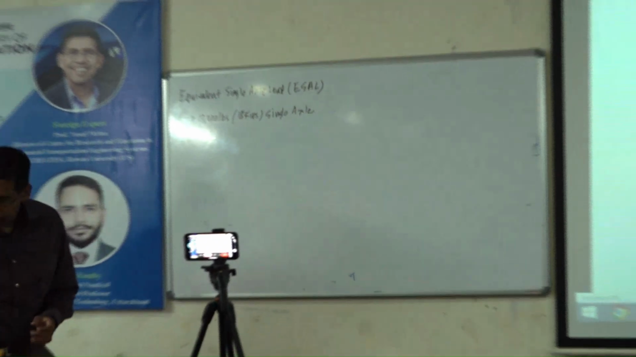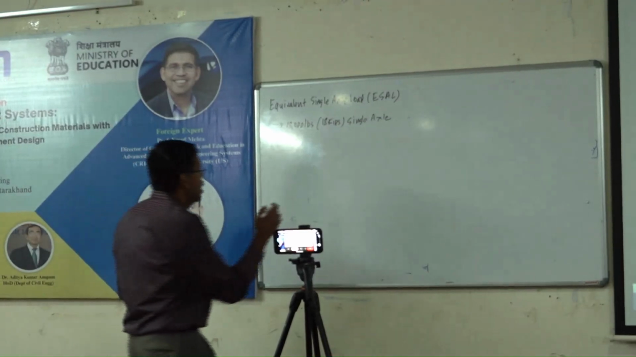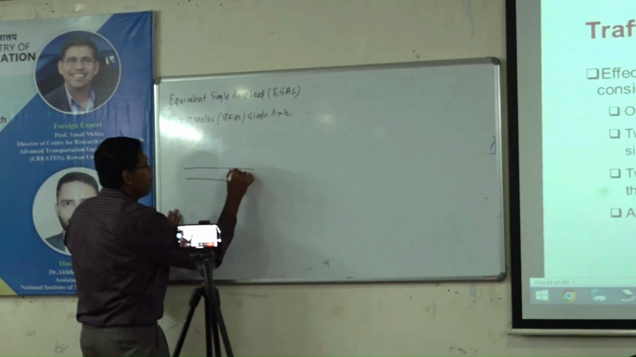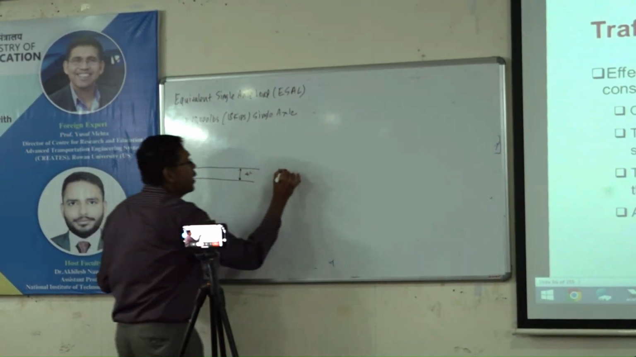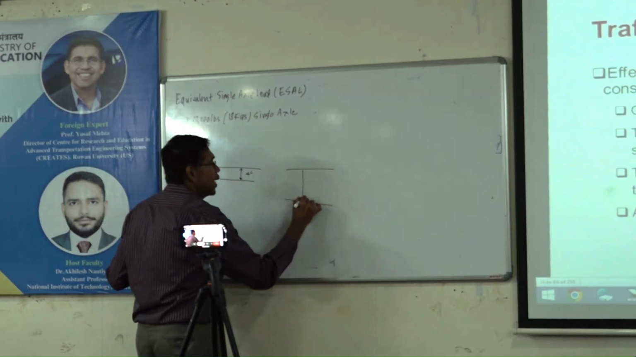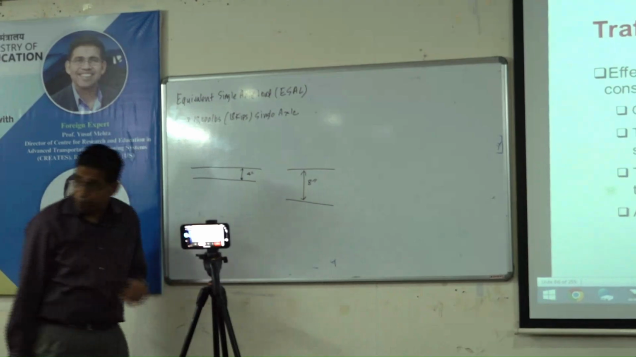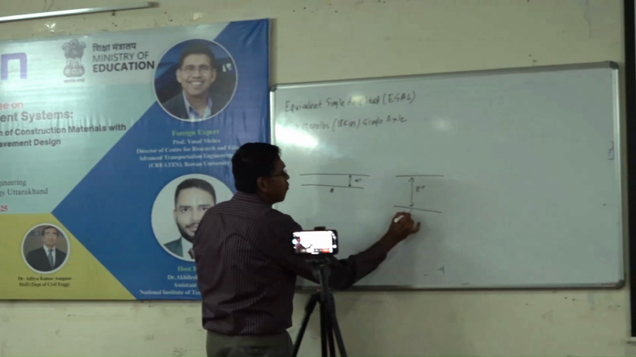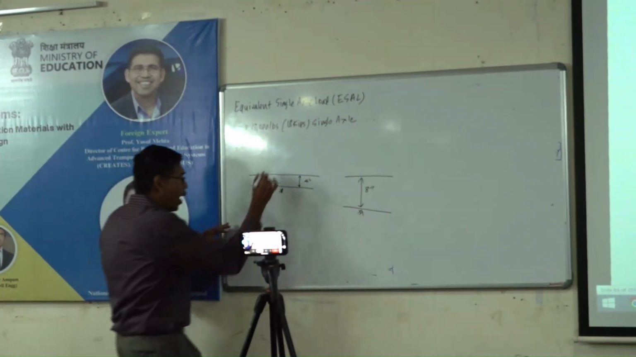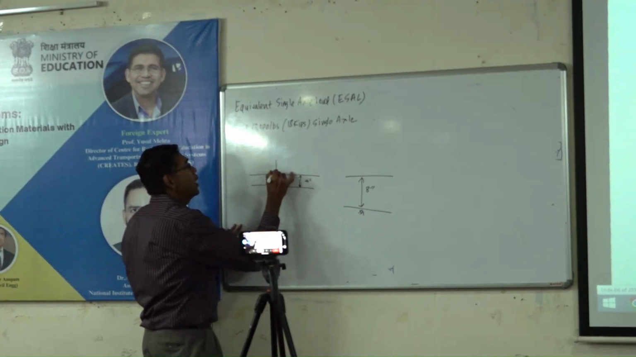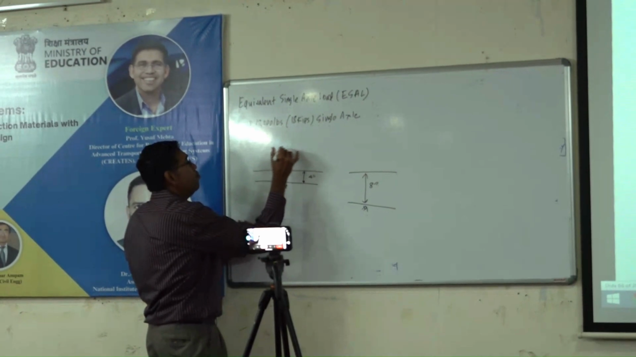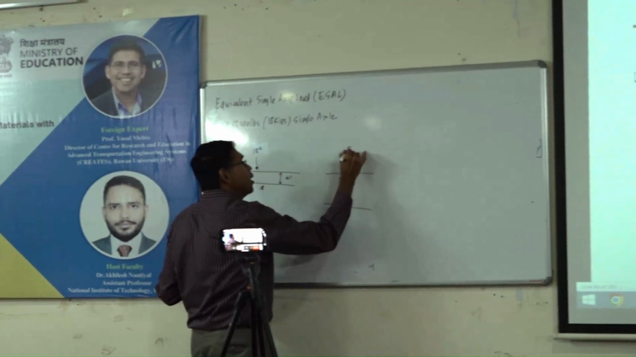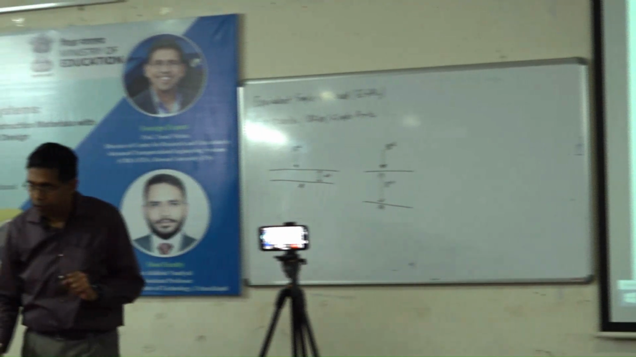Now let's look at this. If I have a pavement that is this thin, 4 inches, and there is another pavement that is 8 inches, both are brand new pavements. With me so far? Now I have one single axle, 18 kip, 18,000 pounds going over this, and another 18,000 pounds going over this. Everybody with me so far?